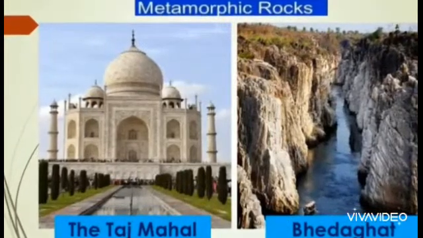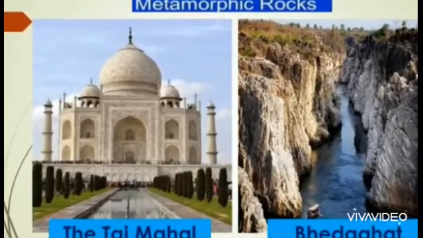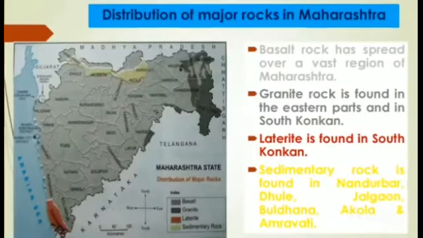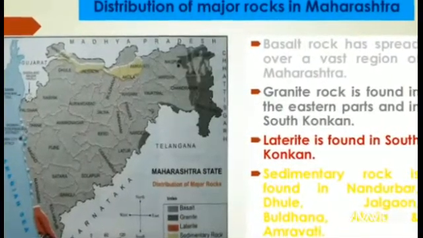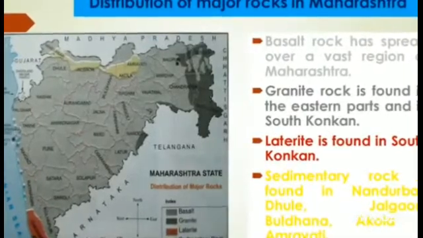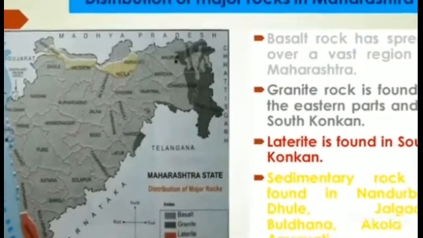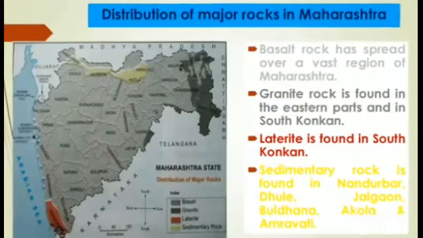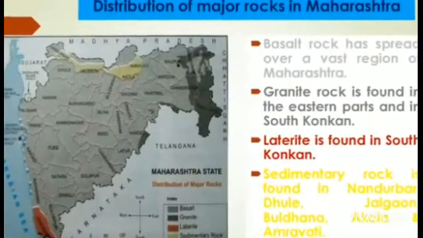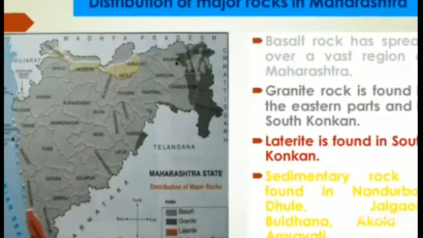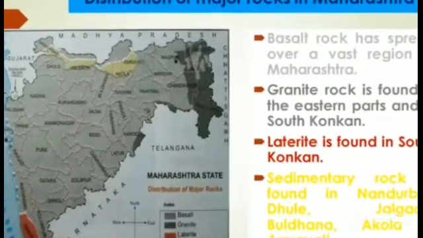Figure 7.5 on page 43 shows the distribution of major rocks in Maharashtra. List the districts in Maharashtra where rocks other than basalt are found.